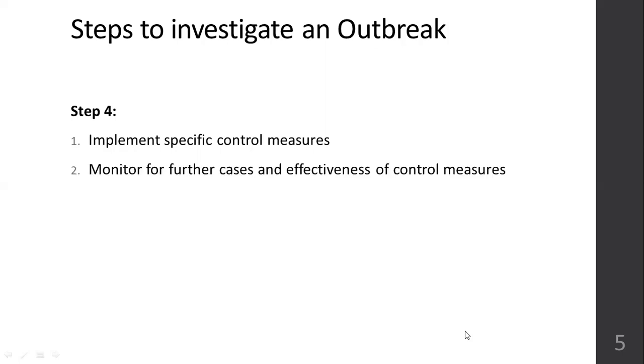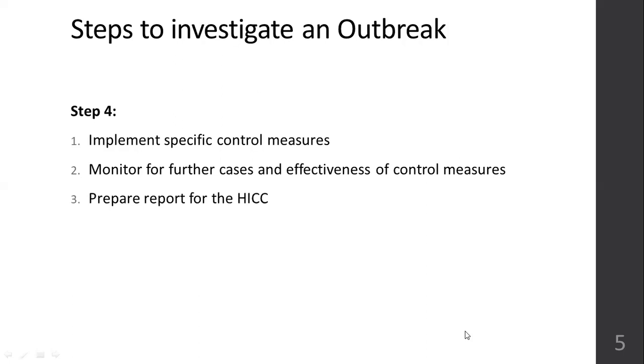Monitor for further cases and effectiveness of control measures. Even if you have applied your control measures by book and by theory, and your control measures are right, sometimes it may not work. The cases are not coming down, the cases are still increasing. So there are some issues with the effectiveness of your control measures. By theory it is correct, but maybe your personnel, your employees, are not following the control measures properly. That could be the reason. So you have to monitor these areas.